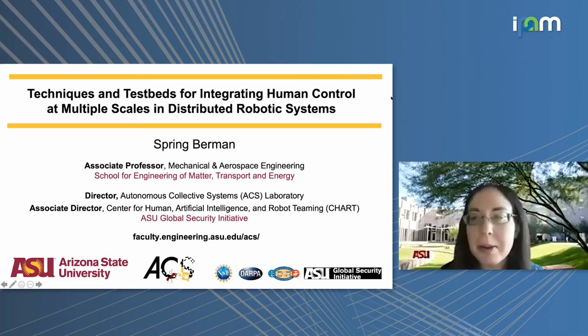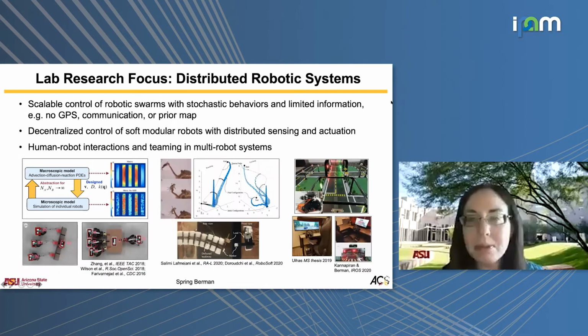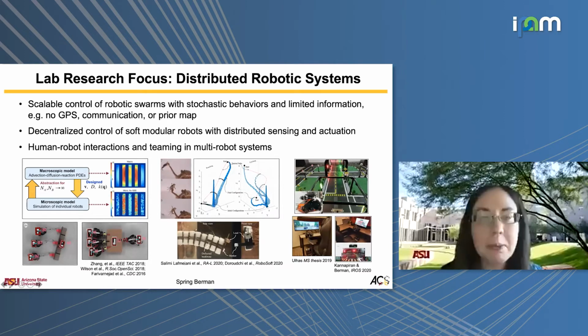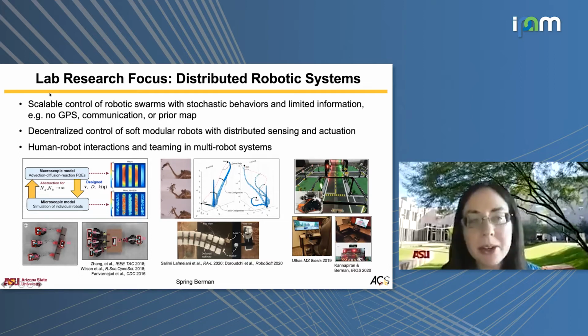So my lab at Arizona State University focuses broadly on distributed robotic systems. A lot of our work is on developing scalable control strategies for robotic swarms that often have stochastic behaviors and very limited information, such as a lack of GPS or other global position information, local inter-robot communication. We also have some recent work on decentralized control of soft modular robots, which have distributed sensing and actuation.